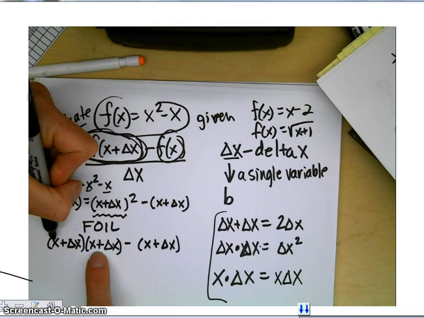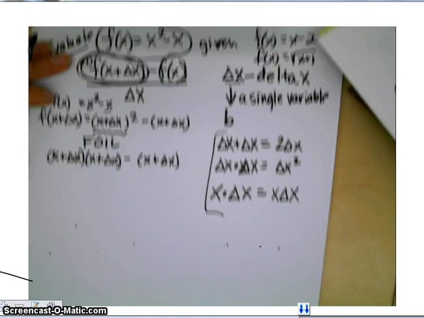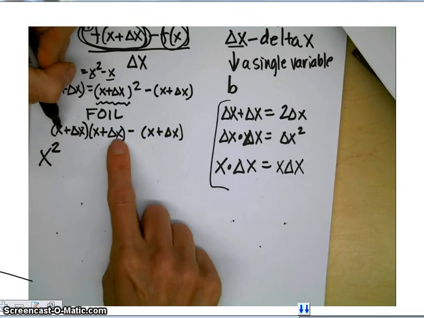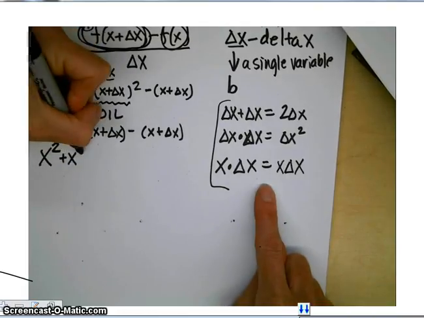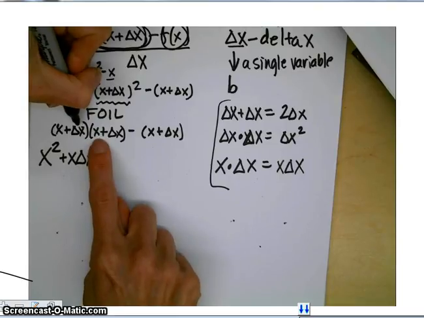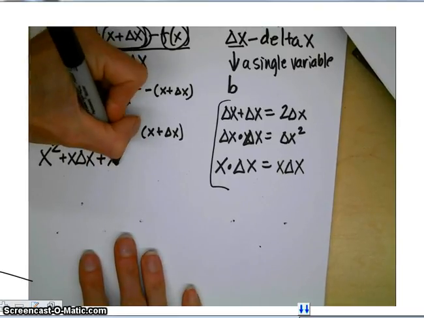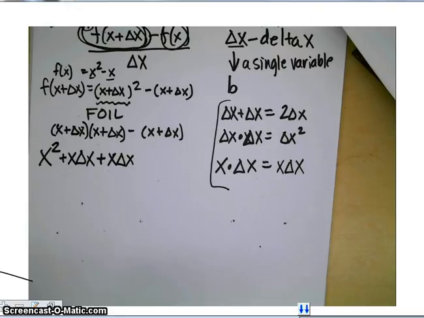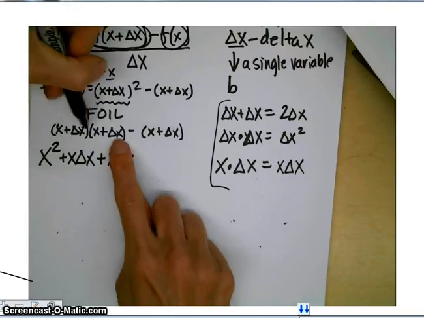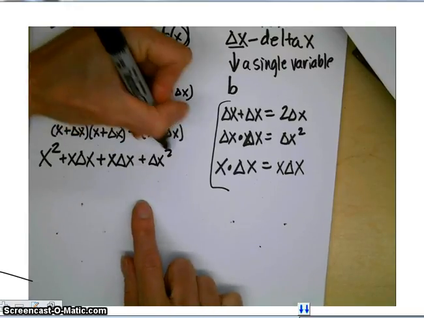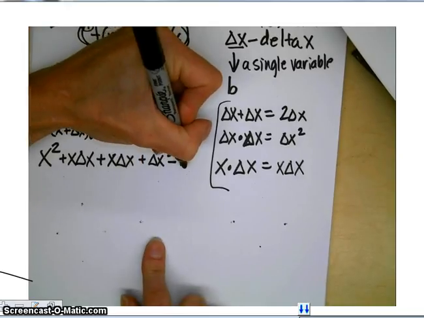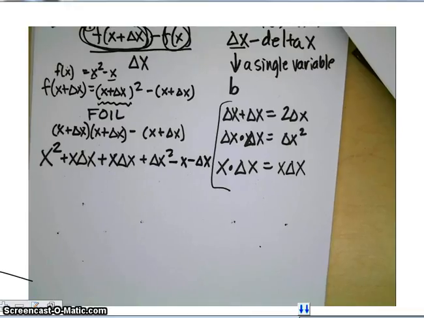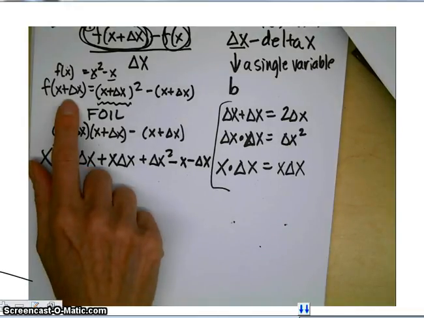First two: x times x, x squared. Okay, outer: x delta x. Inner: x delta x. Always write the x in front of the delta x. Always. Then delta x squared. Now, when I'm subtracting this, I'm subtracting each part, so it becomes minus x minus delta x. Okay, I'm almost done simplifying whatever f of x plus delta x is.